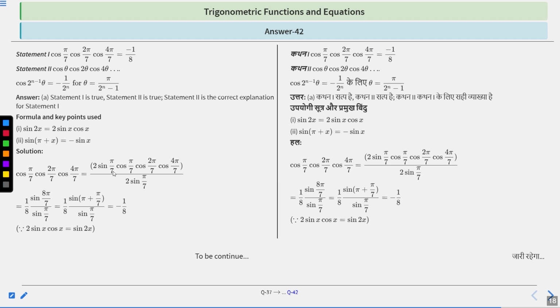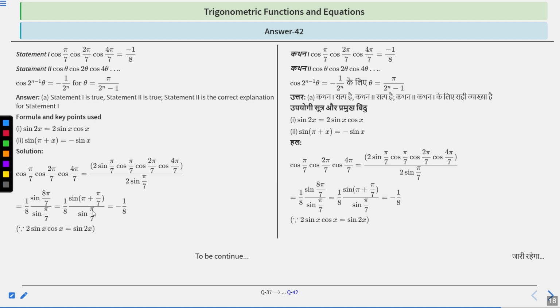Now 2 sin pi by 7 into cos pi by 7 will be sin 2 pi by 7, so you get 1 by 4 times that. Again, you can multiply and divide with 2 sin pi by 7, and after doing the same thing multiple times, you will get 1 by 8 sin 8 pi by 7 upon sin pi by 7, which is equal to 1 by 8.